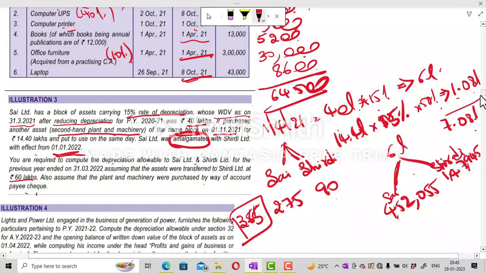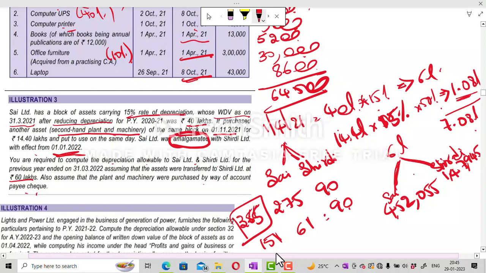But this 1,08,000 is there, no? This is for new plant and machinery which was used from 1st November 21. Means how many days we used that one? November 30 days, December 31 days, plus the 90 days from January to March, 151 days. In that 151 days, 90 days is for Shirdi and the rest, 61 days, is for Sai.